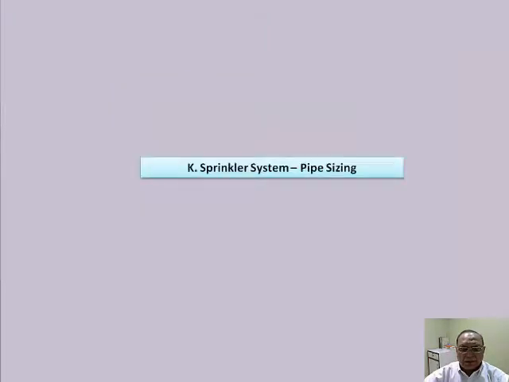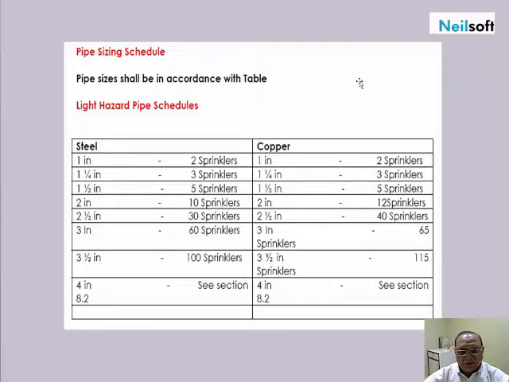Sprinkler system piping. See, this is the schedule of piping. What is the meaning of schedule of piping? With the standard design practice, we have scheduled the pipes which can receive the number of sprinklers installed on each branch, for each size of the pipes. Here, this is the table. This is for steel pipes and this is for copper pipes.